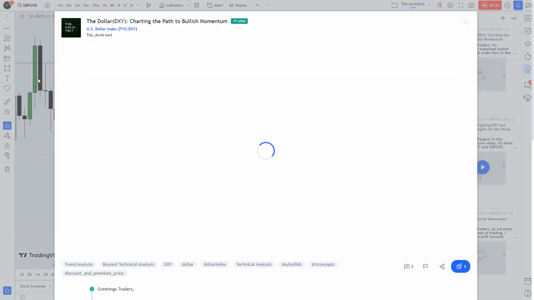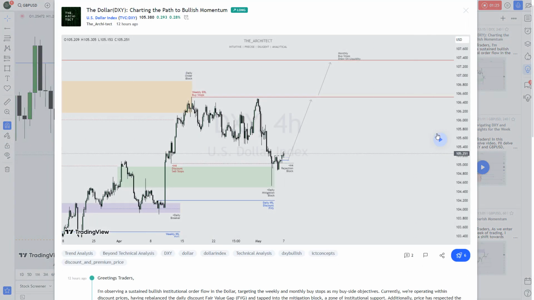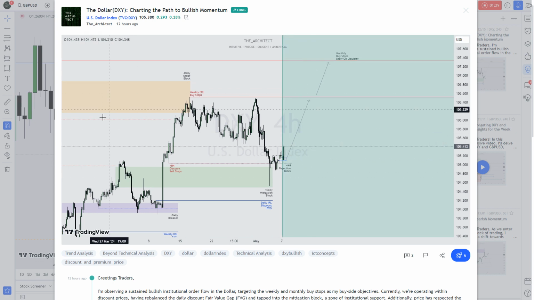So an example of an idea that I posted today is this dollar idea, where I was essentially just emphasizing what I was explaining in yesterday's video, right? So if you haven't seen that video, I would recommend that you watch it because you get an in-depth understanding on why I am seeing a bullish draw on the DXY for this week as well as next week, right? So I will attach a link to that video as well.